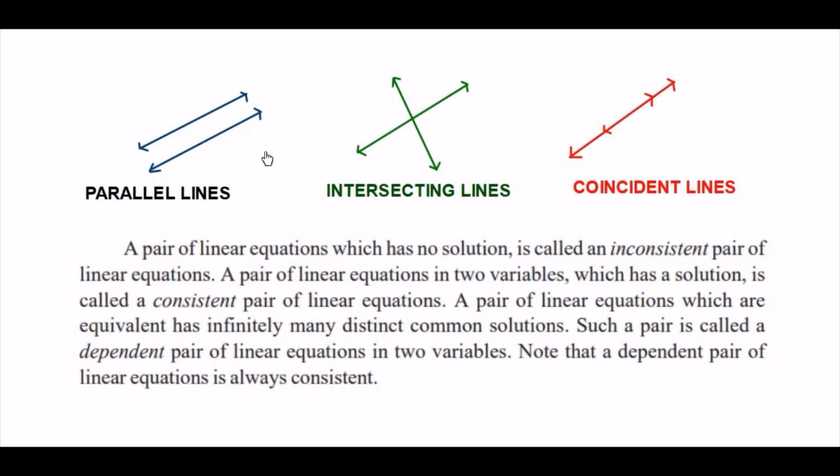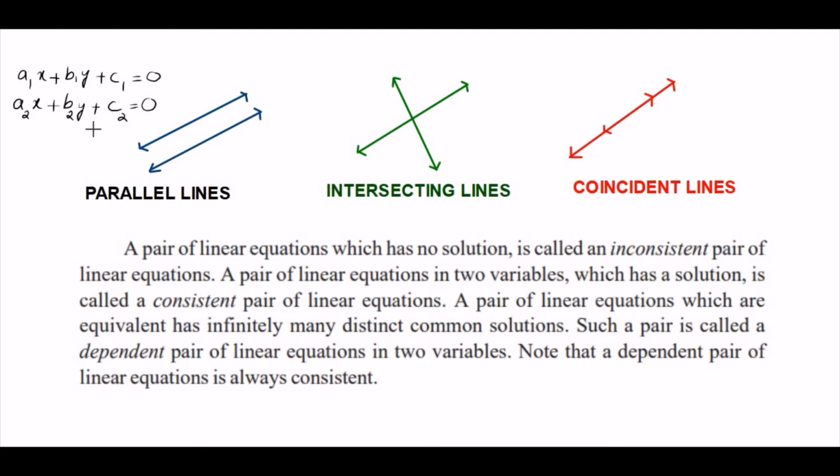Now let's move on to the topic for today. We saw three possibilities for the graphical method, that is parallel lines, intersecting lines and coincident lines. And the standard form for a pair of linear equations is a1x plus b1y plus c1 equal to 0 and a2x plus b2y plus c2 is equal to 0. So when you represented these linear equations in graph, you either got parallel lines or intersecting lines or coincident lines.